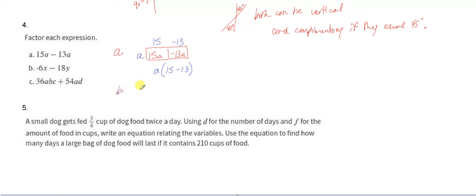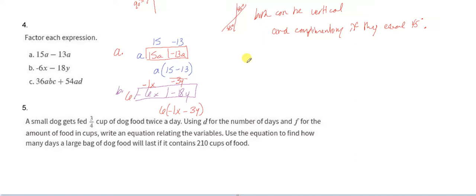Let's look at part B. We got negative 6x and negative 18y. Now this one has a number factor. The number factor here is 6, as 6 goes into both 6 and 18. So what times 6 gives us this? Negative 1x. And what times 6 gives us this over here? Negative 3y. So the expression that we're looking for is 6 multiplied by the top row, negative 1x minus 3y.